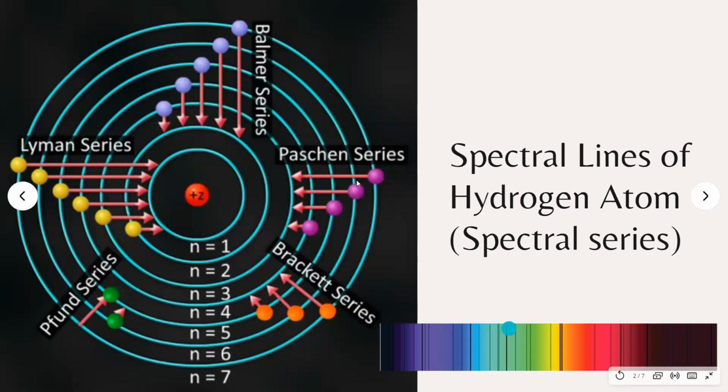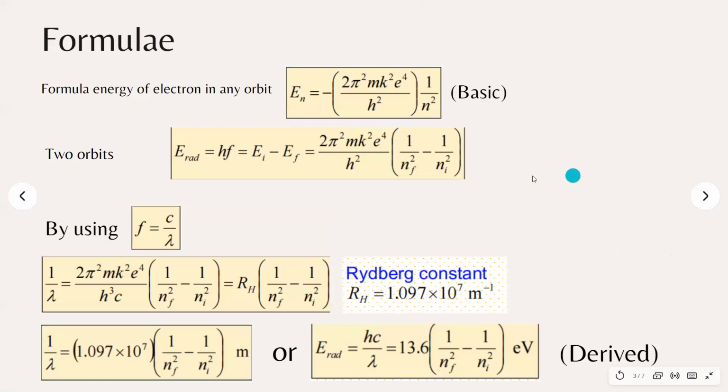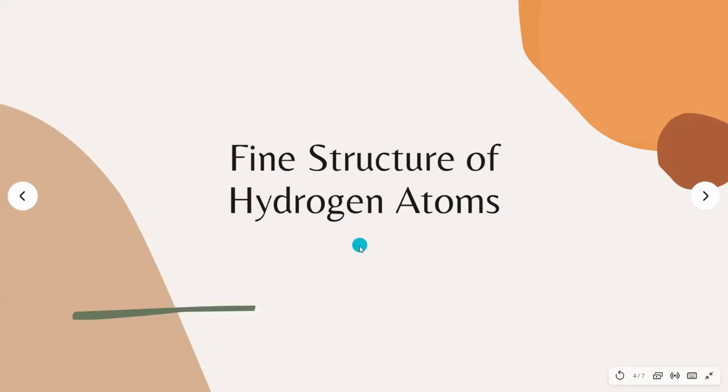For the Paschen series, the electron moves from high orbits to lower orbits, and we can find the Paschen series in the infrared. When it moves from high levels to lower level orbits, it will emit energy in the form of a photon. This is the basic formula, and since it moves from high levels to lower levels, we need to find the difference. By using f equals c over lambda, the important formulas are these two, and they are important in this topic.